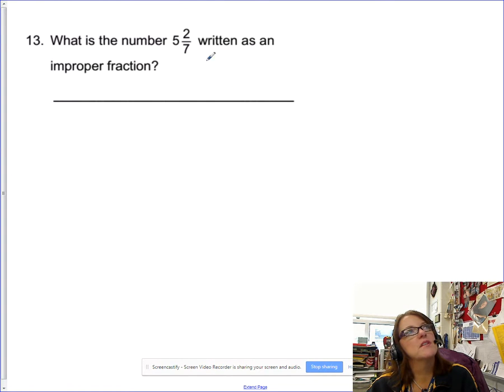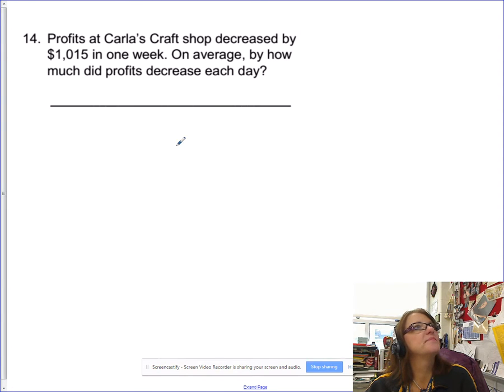Number 13 simply says, write this mixed number as an improper fraction. Okay? Improper fraction. So give me one answer. I don't need any label there.